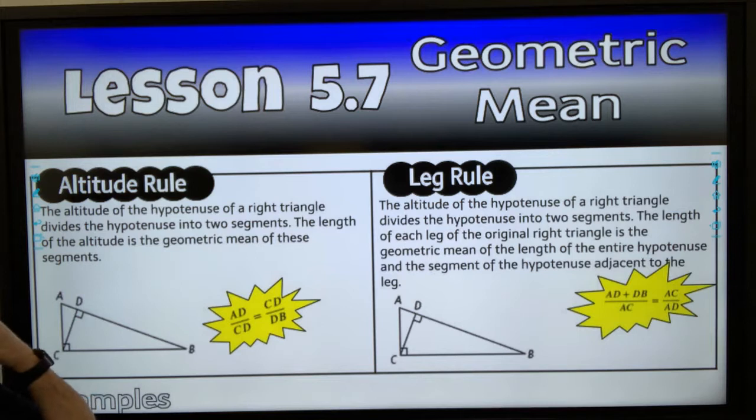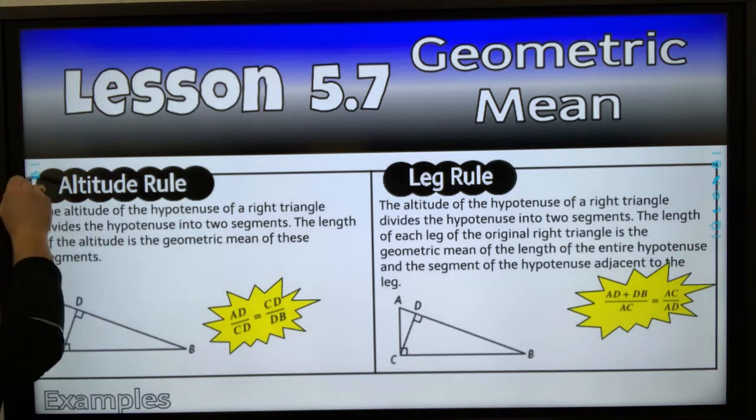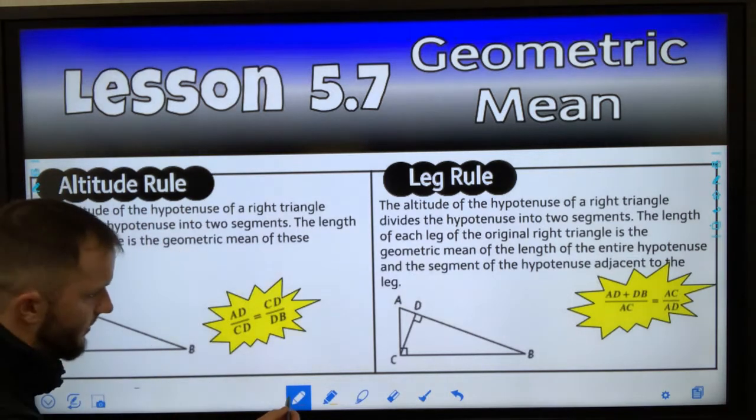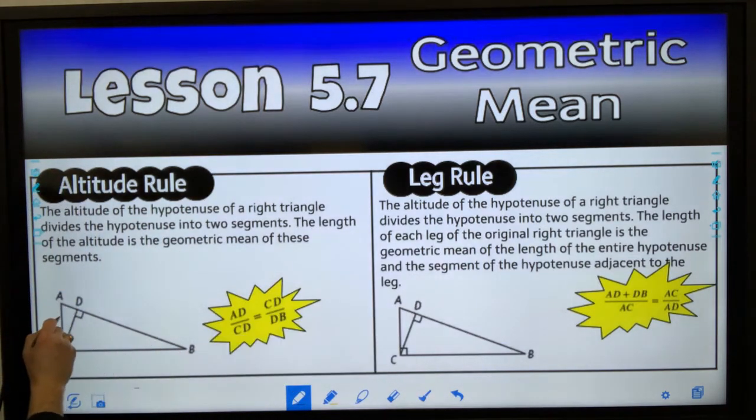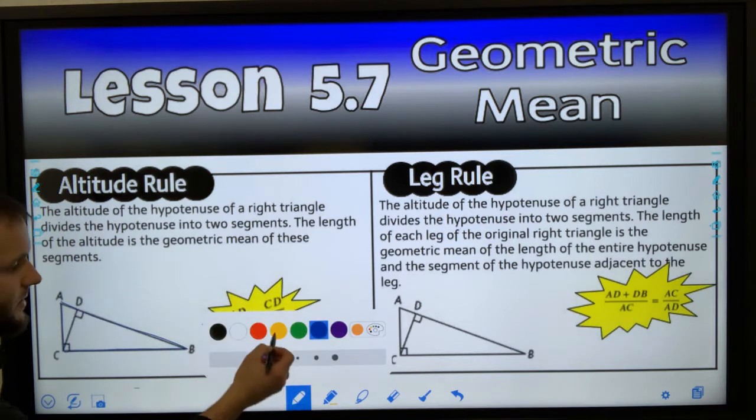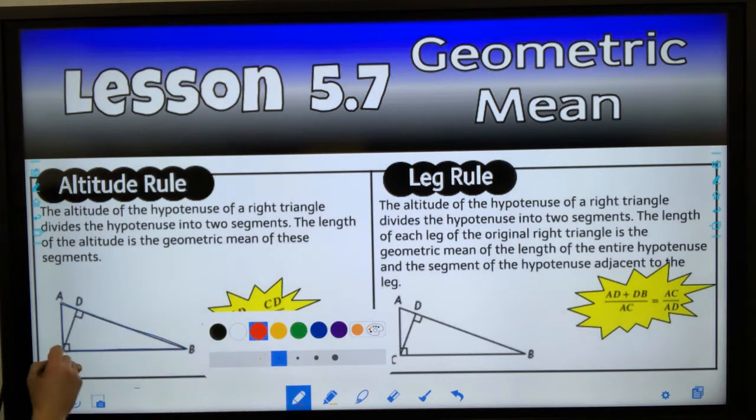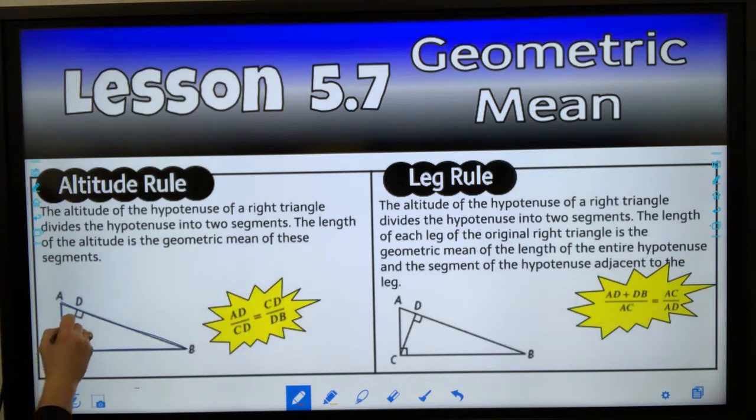All right, so the first thing we're going to look at is something called the altitude rule. Right now, you're given a whole right triangle. The right triangle is shown on the outside here, I'm tracing it. And an altitude is being drawn straight down to the hypotenuse. So this is going to be the altitude.